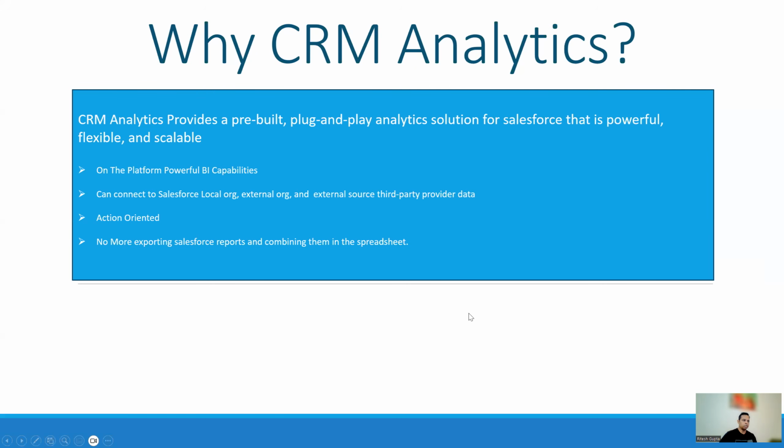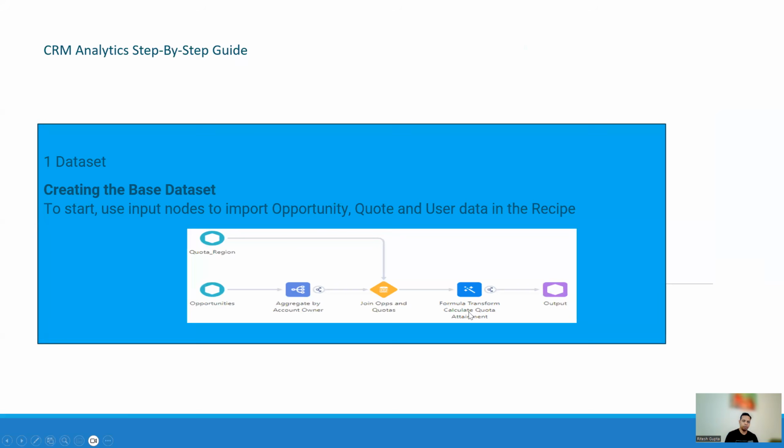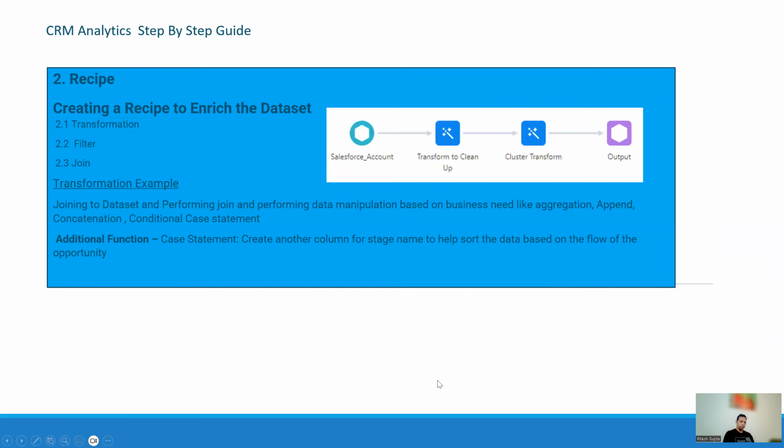So let's see what different components are available. Start from datasets. A dataset is a collection of data, a collection of information stored inside that particular dataset. That dataset can be raw, or it can be enriched information. How are we making enriched information? Using a recipe. Recipe is another tool in Salesforce CRM Analytics.